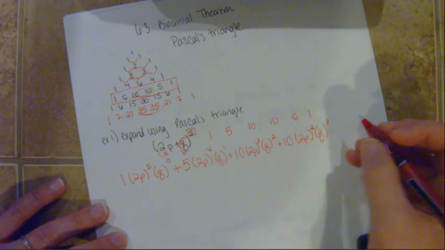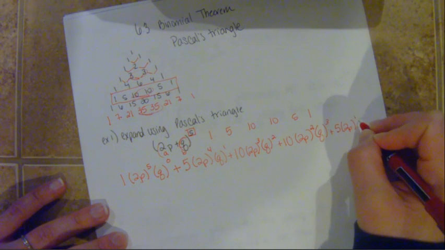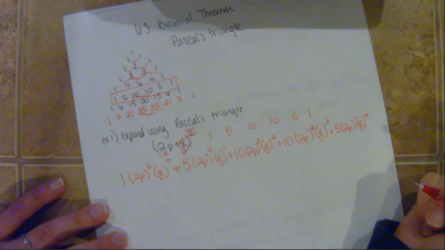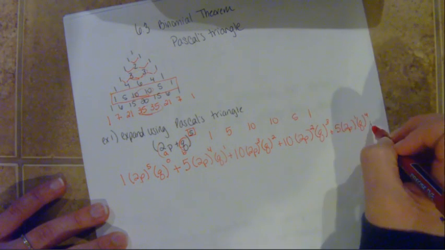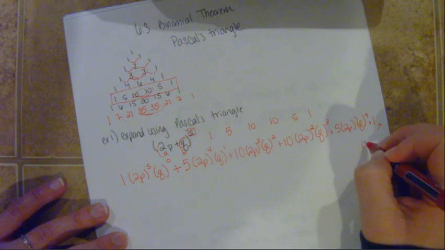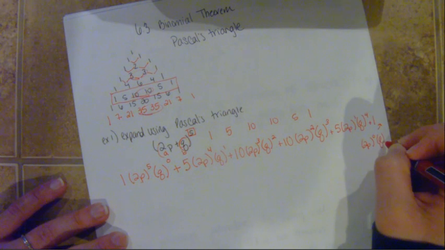Got 2 more here. I've got this 5 coefficient. My 2p is going to go down to a 1, and my q is going to go up to a 4. There it is again, 1 plus 4 is 5. And then I'm going to end with a 1, running out of room here, so we're just going to squeeze that in. My 2p is going to go down to a 0. We're out of those, and my q is going to pop up to a 5.